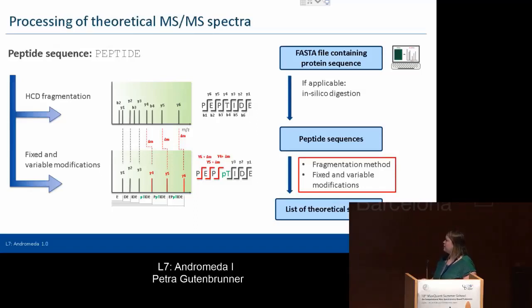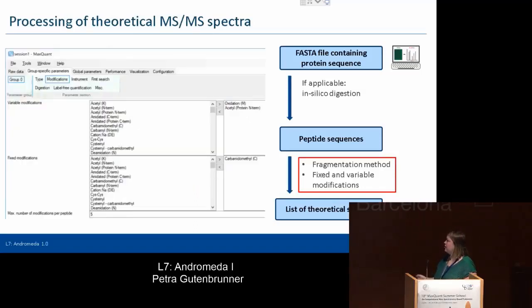Next, I want to also show you where to set the modifications in your search. You go to the second tab, group-specific parameters, modifications, and there you can select variable and fixed modifications. Fixed modifications are the ones that are always occurring on the peptide, and variable ones can occur or not.